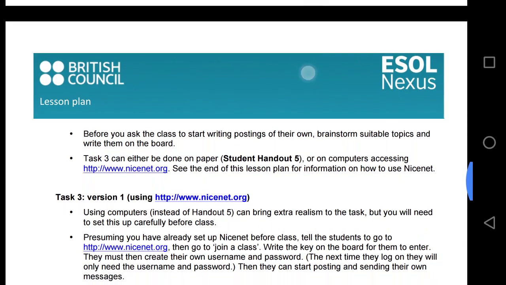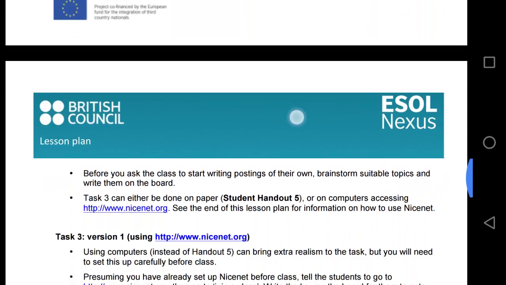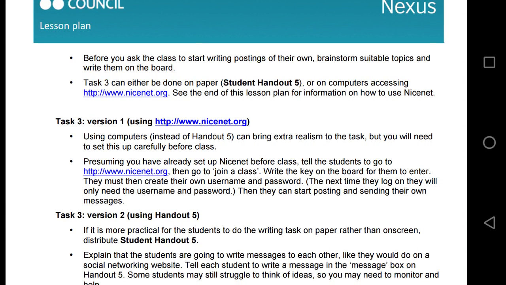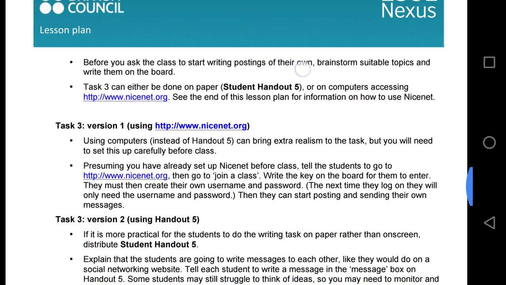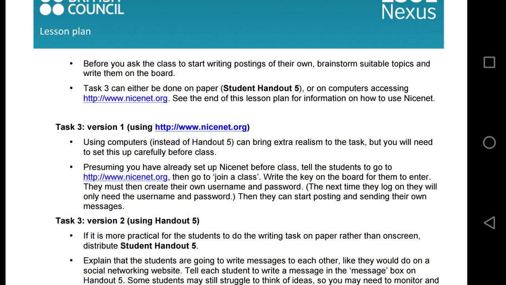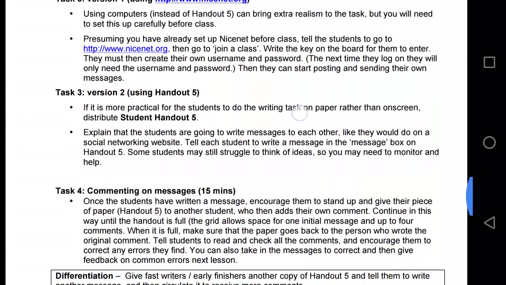All right. So now they're coming to the part where they are going to write a new message. Before you ask the class to start writing postings of their own, brainstorm suitable topics and write them on the board. Yeah, that's good, but I would have them work as a group first and then as a class come together and do that.